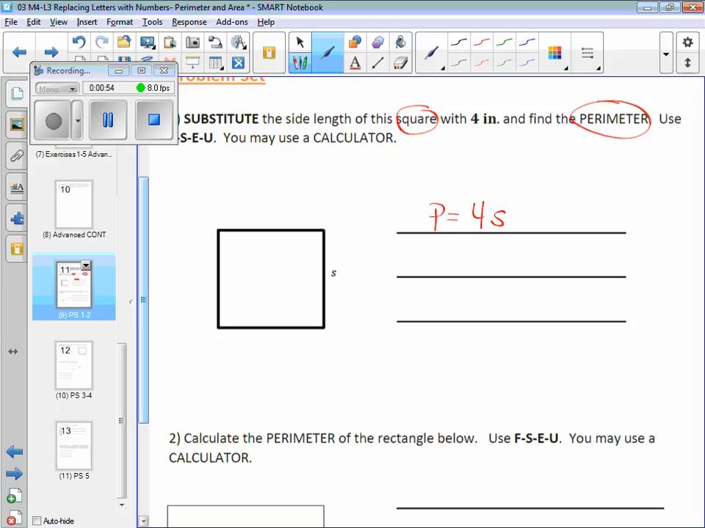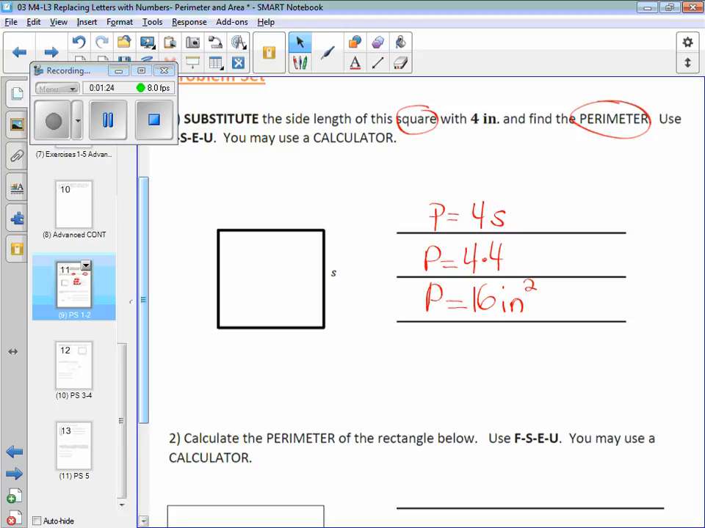Next, we're going to substitute the value that they give you. Now notice when she substitutes that 4 in for S, she knew to add the little dot for multiplication because you can't put two numbers together. It looks like 44. And she got the units correct too. So that's perfect. 16 square inches is correct. I think we were okay with that, yes?